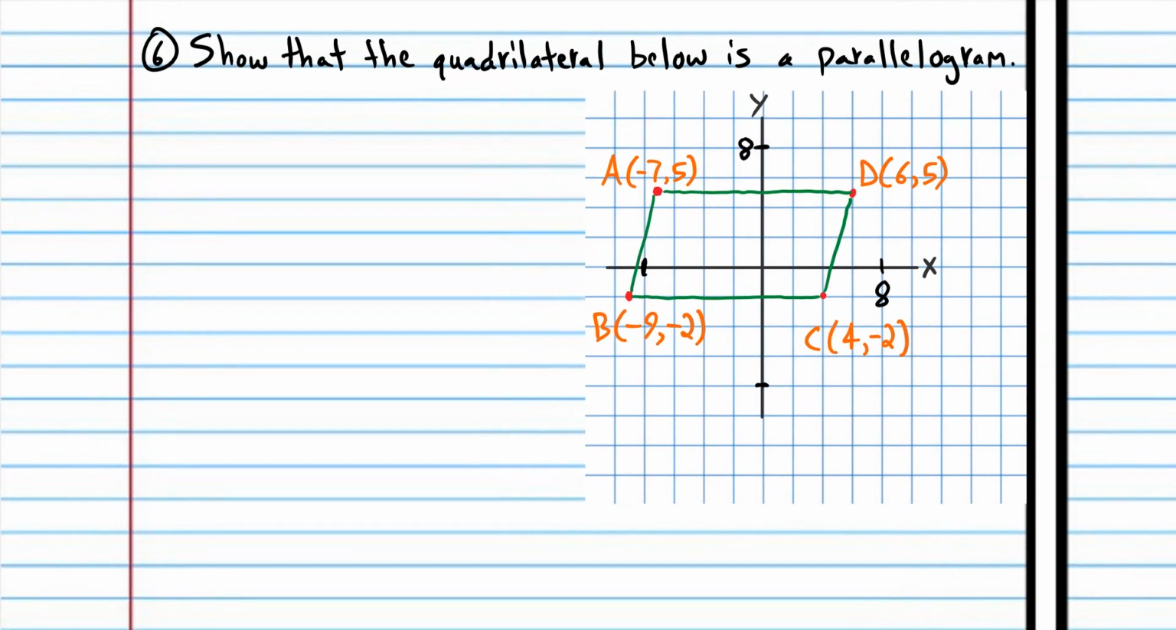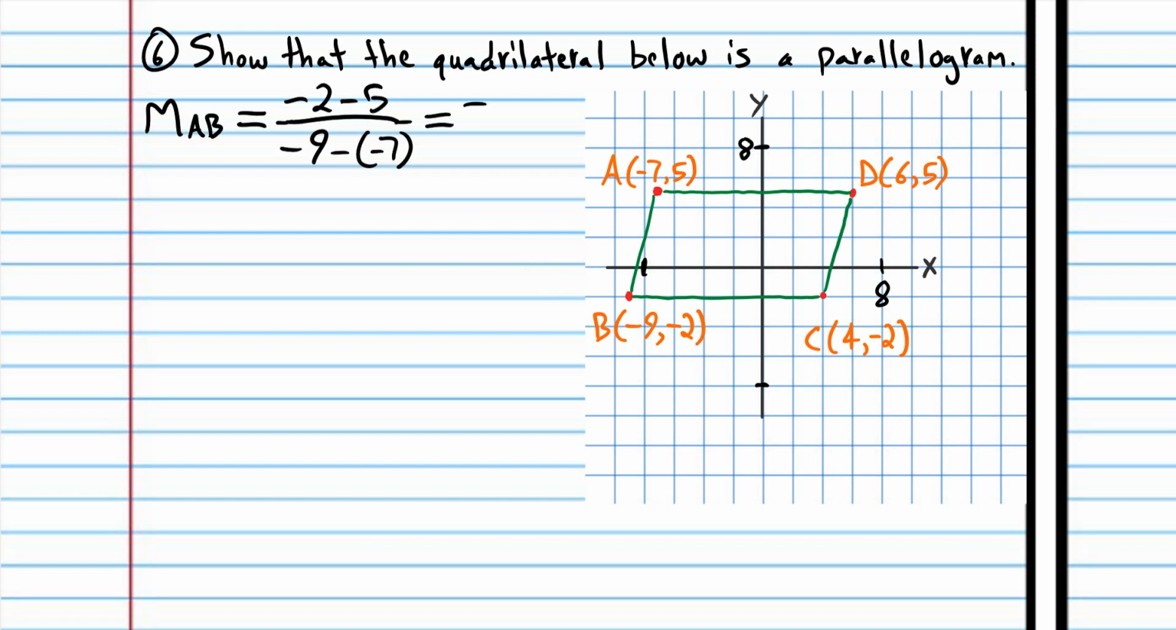All right, we're back. We're going to find the slope of side, I guess we'll just stick with AB. Using A as the first point, we have negative 2 minus 5 over negative 9 minus negative 7.